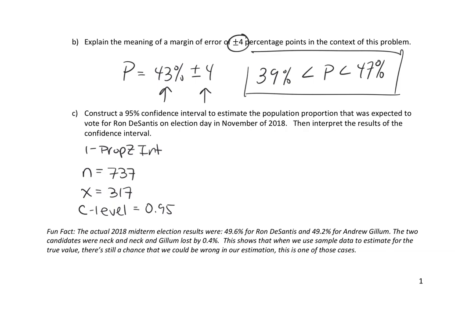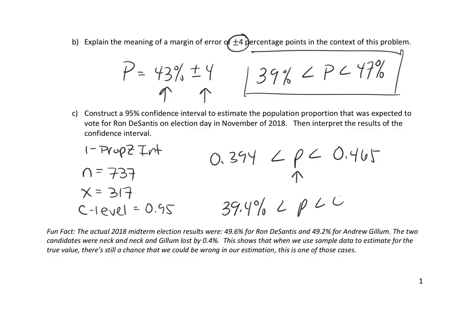And then when you press enter, the calculator will give us an estimation for P to be between 0.394 and 0.465. So this 95% confidence interval says that we estimate that the true proportion of voters who are going to vote for DeSantis is going to be no lower than 39.4%, but we don't anticipate it to be any higher than about 46.5%.